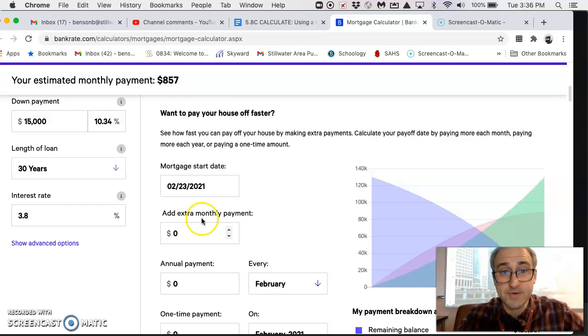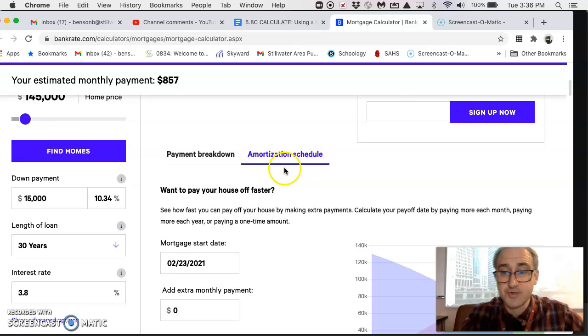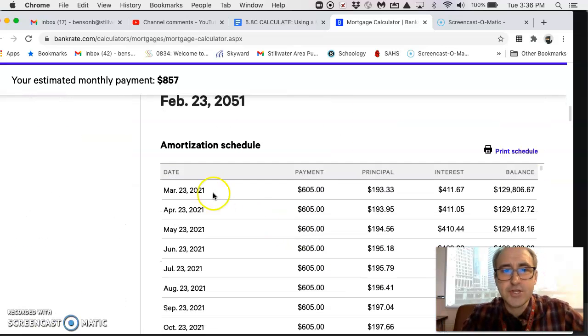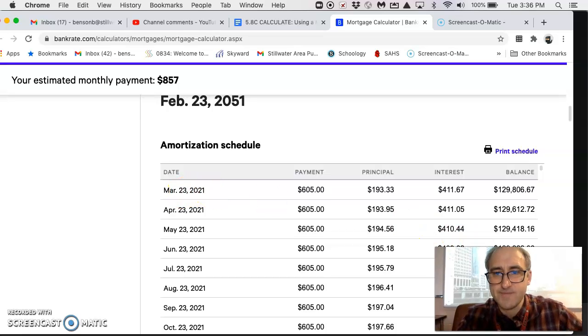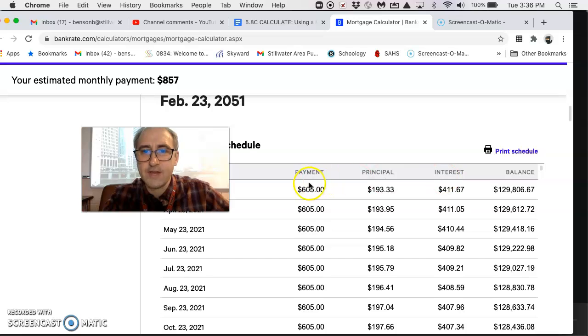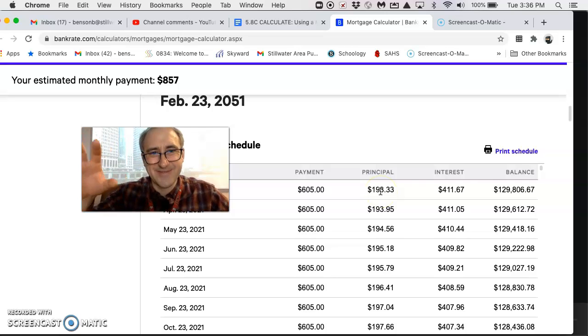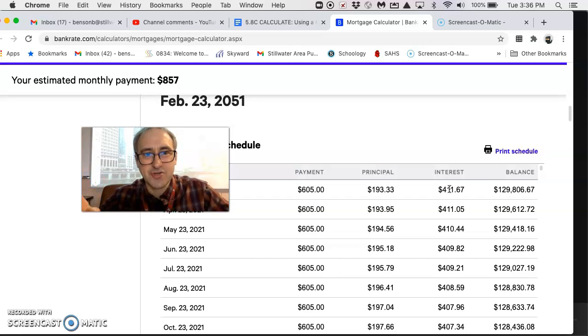But what we will do here under the amortization schedule is we're going to scroll down and see how here, this is the first date that you have to start making payments on the loan. Over here is how much you're paying in a check. The principal, remember, goes down to pay down the debt. The interest is what you owe the bank extra. And the balance is how much left you owe on the principal.